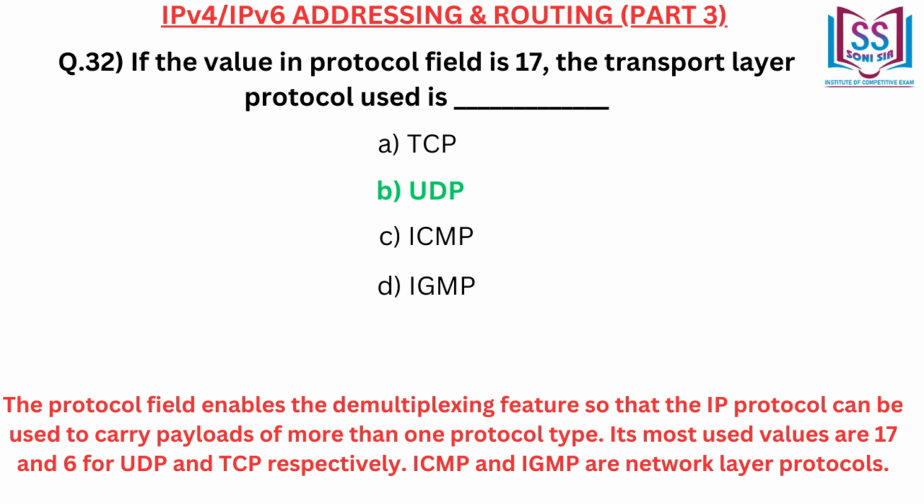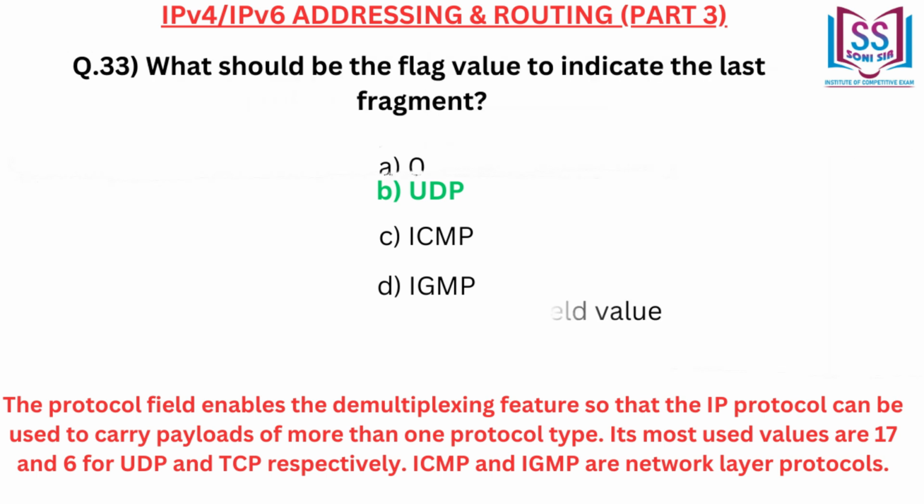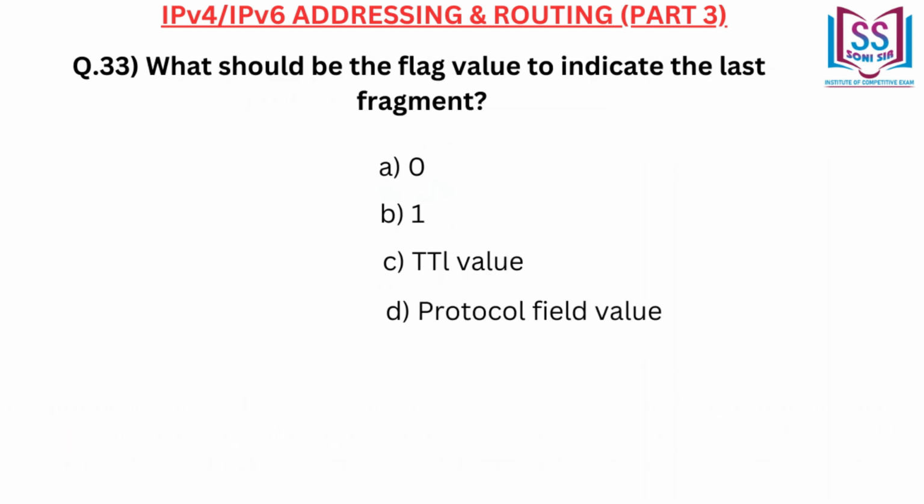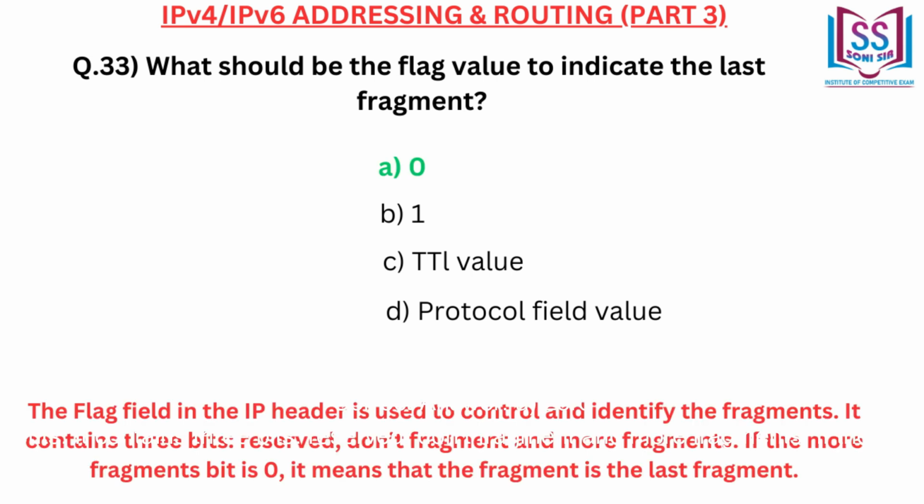ICMP and IGMP are network layer protocols. What should be the flag value to indicate the last fragment? A. 0. B. 1. C. TTL value. D. Protocol field value. Correct answer A. 0. The flag field in the IP header is used to control and identify the fragments.